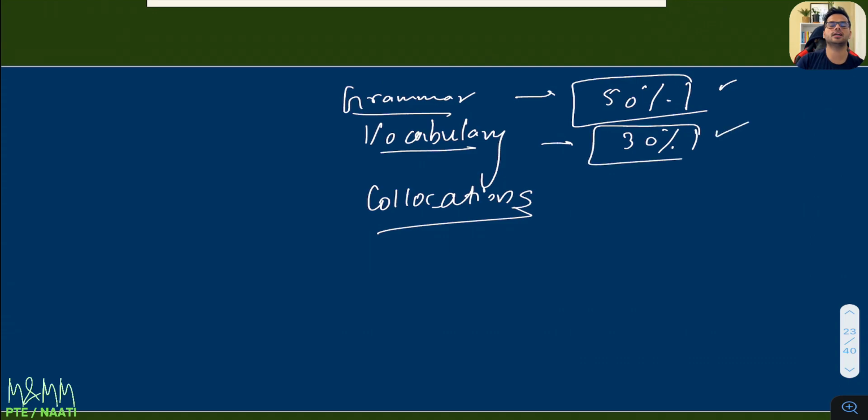Vocabulary is equally important in any topic in the reading module, and especially the fill in the blanks, because if you already know the meaning of the words, you probably know where that word should go. And collocations, here it's about 20%. So not that important, but still 20% of your total blanks would be collocations based.